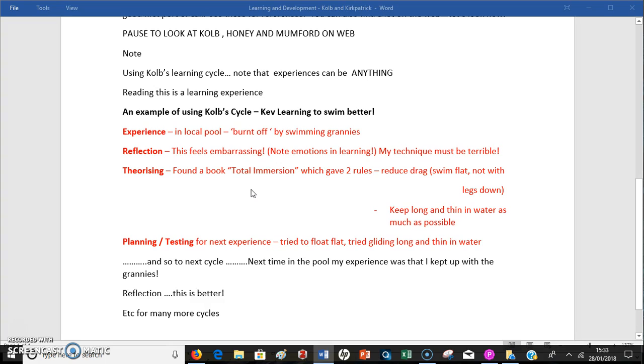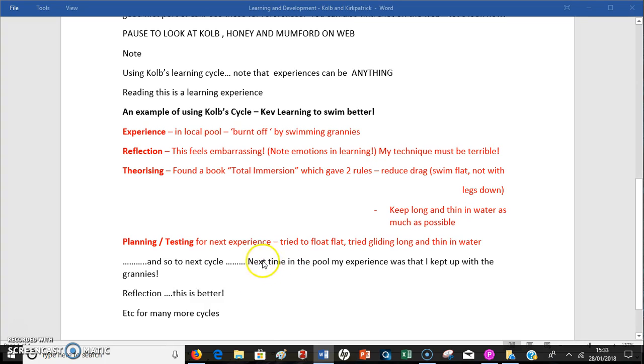It was something physical I was doing, but I'd also thought about it very carefully. I'd read about it. I'd pondered over it. I'd tried things out, and then I'd gone to the next experience. So that's just a simple example, but I think if you can use it for learning to swim, you can use it for virtually anything. So it's a great technique. It's a great little cycle to use.